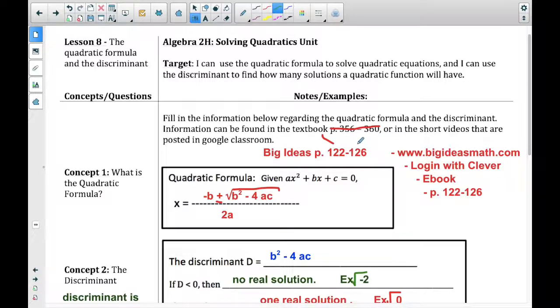textbook. If you don't remember how to get to the Big Ideas textbook, I have that information over here. So you go to bigideasmath.com, you log in with Clever, you click on the ebook, and then you get to pages 122 through 126. And on those pages, they will show you some examples, and they will probably have some videos also to explain how to do it.